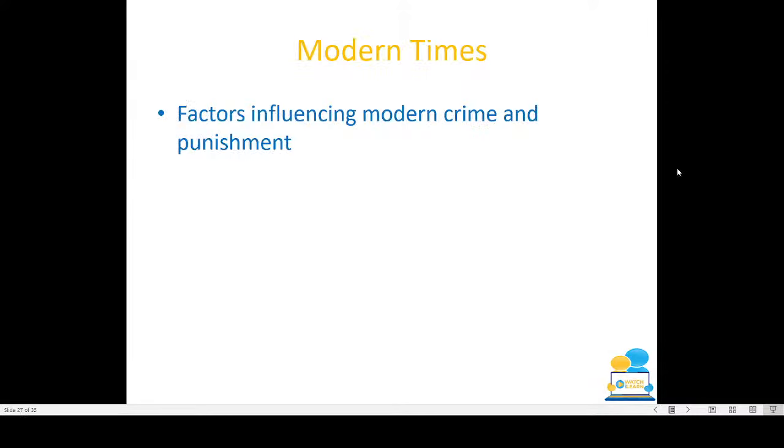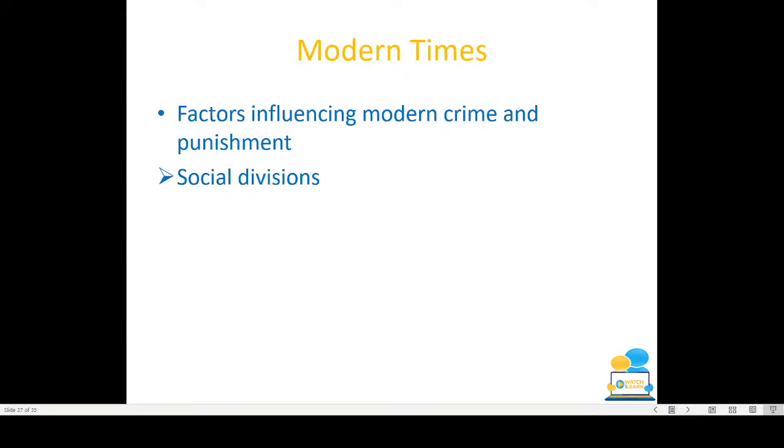So if we have a look here, we are looking at modern times. So the factors influencing modern crime and punishment. So we're looking at modern times, and we're first going to look at these different factors that help to influence modern crime and punishment. So when we're looking here, we're looking from mostly the 1960s onwards when we say modern times. So what type of factors help to influence modern crime and punishment?